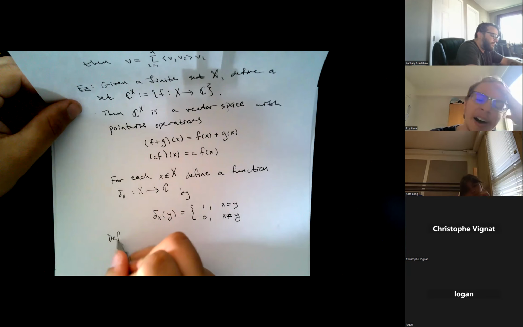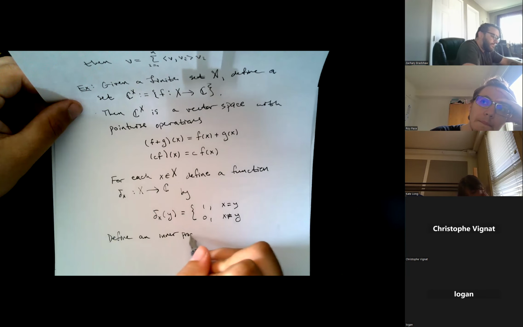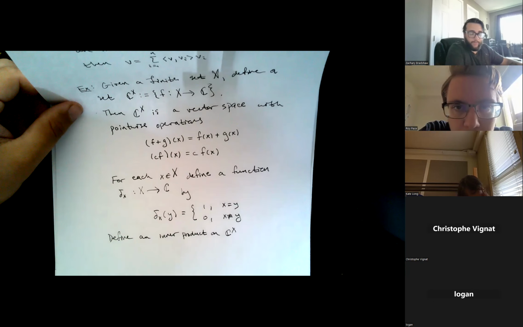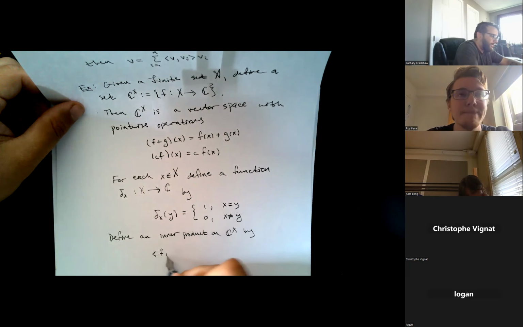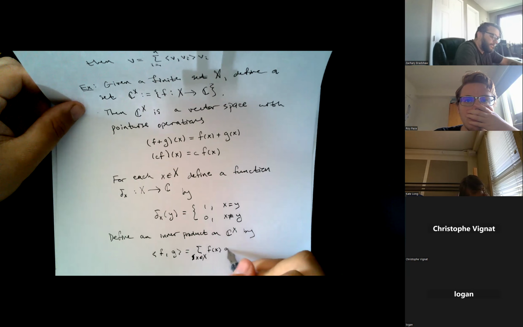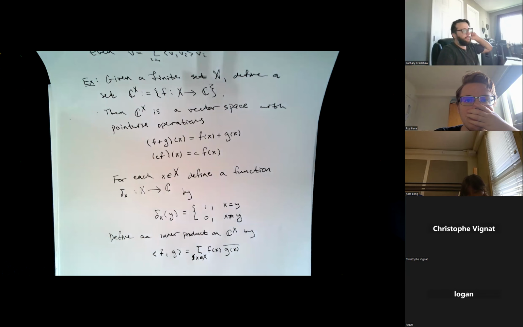We can define an inner product on C^X the following way. The inner product of the function f with the function g is the sum over x in our set X. Remember, there are finitely many of these things by assumption. f(x) g(x) bar. So this bar is the complex conjugate once again.